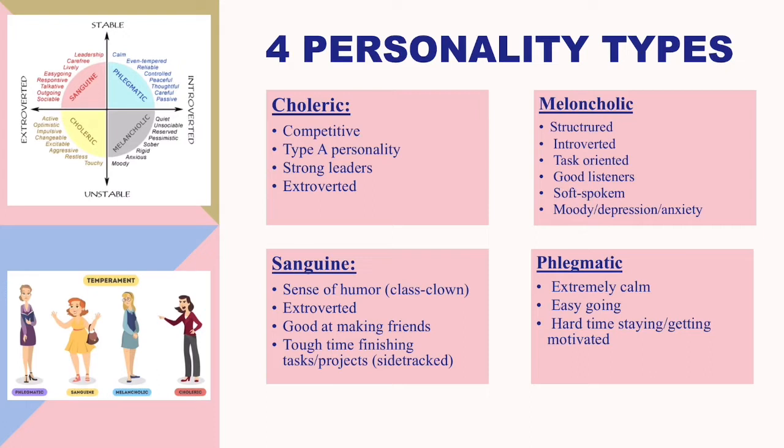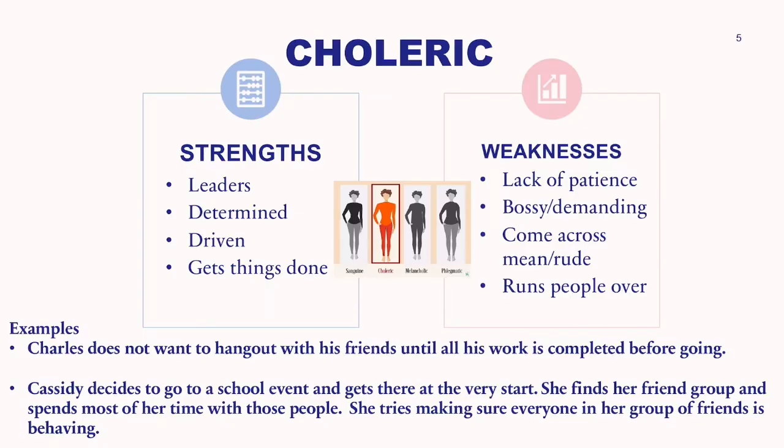And then the 4th one that the book discusses is phlegmatics. These individuals are very calm and they're kind of go with the flow people. They're super easygoing, but they do have a hard time getting and staying motivated.